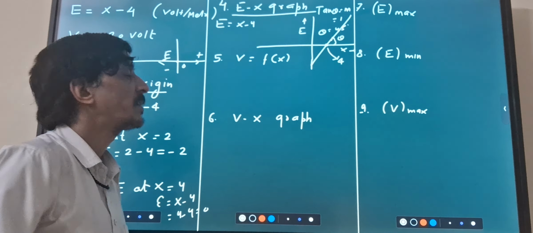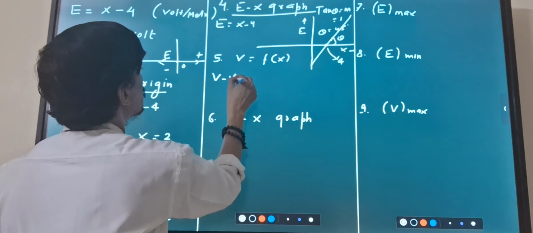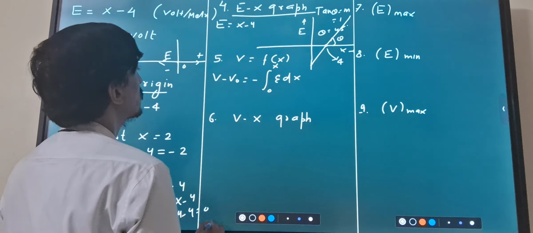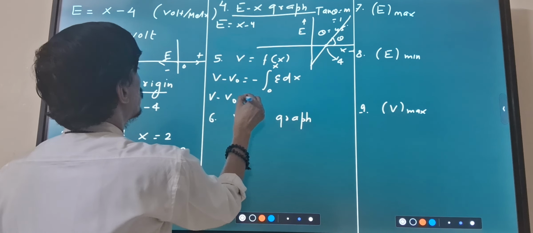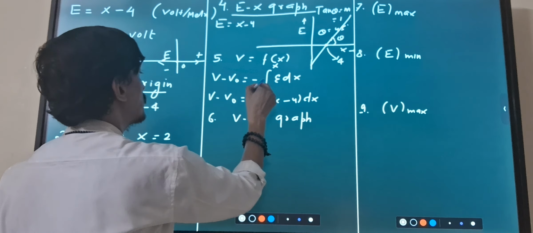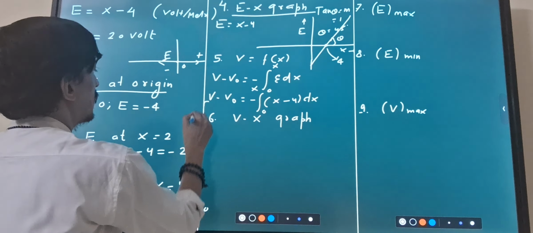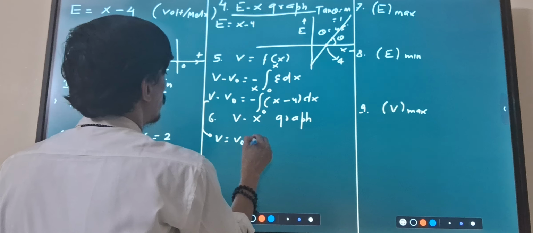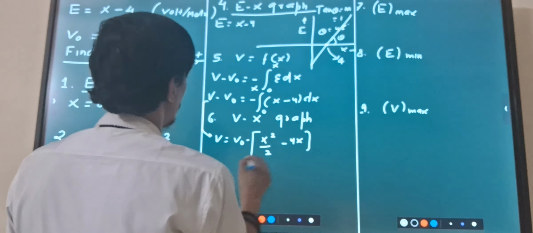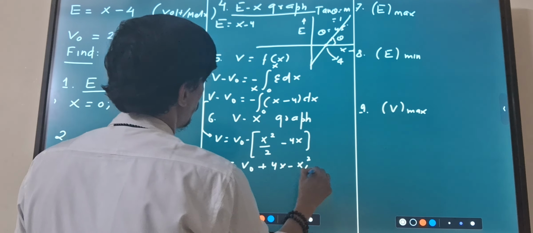Then another question, we need to find potential as a function of x. We know that difference of potential is minus integration E dx, with limits taken from 0 to x. So V minus V naught will be minus integration of (x minus 4) dx from 0 to x. So V is equal to V naught minus [x square by 2 minus 4x]. So V will be V naught plus 4x minus x square by 2.